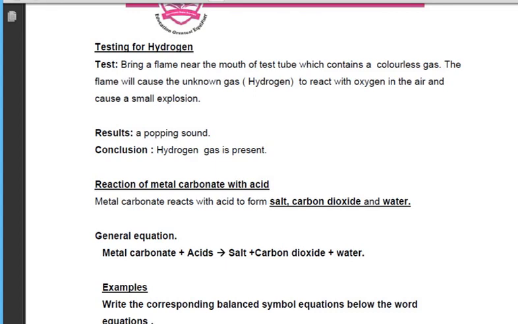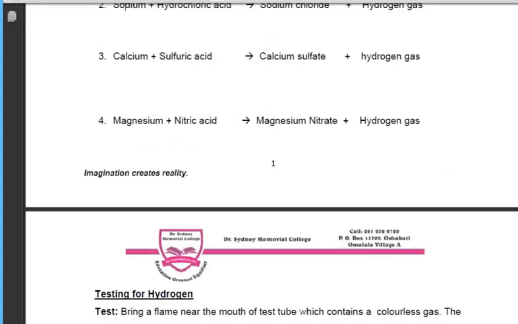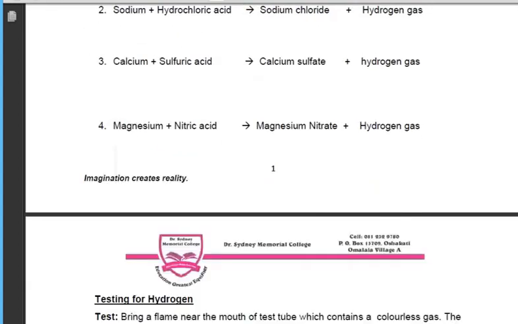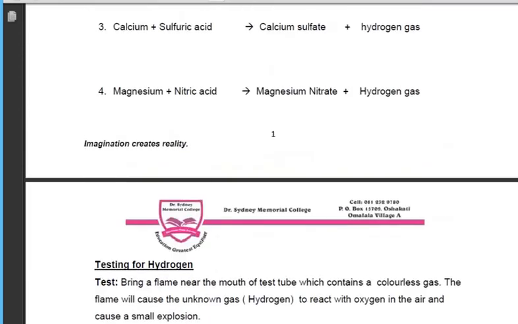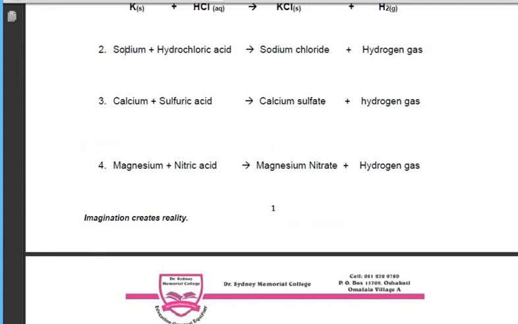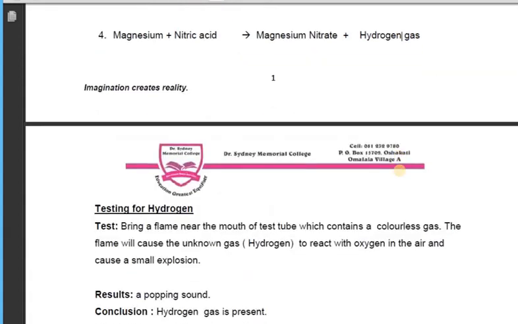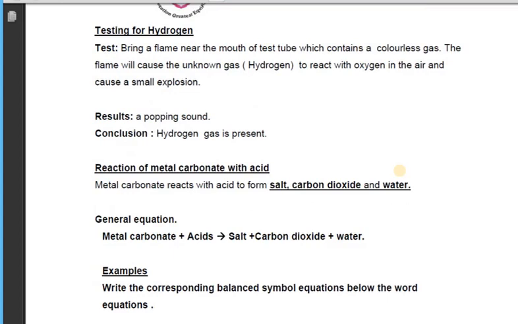So now, I'm sure you wrote already your results, your products for this reaction. And we are saying you'll find that in each of these reactions there is a similar product being produced. Of course, you have the metal salt that is being produced, but you also have hydrogen gas that is being produced. So here we have detailed the test for hydrogen, to say how then do you test for the hydrogen.